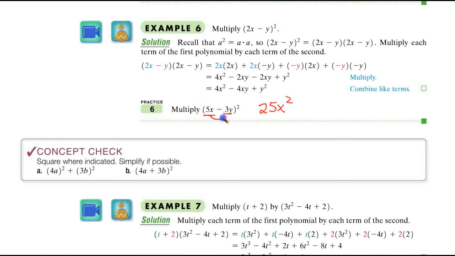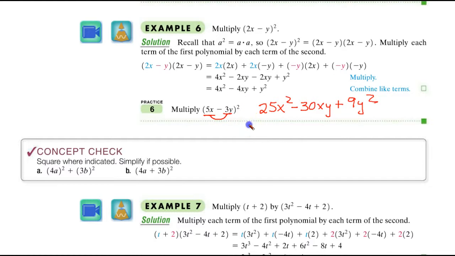Then what we do is we multiply these two terms together. That's going to give us a negative 15xy, but then we double it. So it becomes a negative 30xy, and then we square this last term, negative 3y times negative 3y, which gives us a positive 9y squared. Now, if you did this one this way, you would get this. This is a special way of multiplying a binomial that we're squaring.